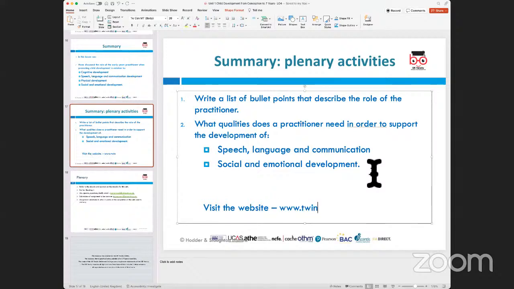It's called Twinkle, which is spelled like this, .co.uk. This particular site has lots of charts and lots of different activities which practitioners use in the early years, and you would be able to use this as a repository. If you start working in a particular setup, there are lots of activities and apps available, depending on the different age groups that you work with: 3 to 5, 5 to 7, 8 to 11, 11 to 16.